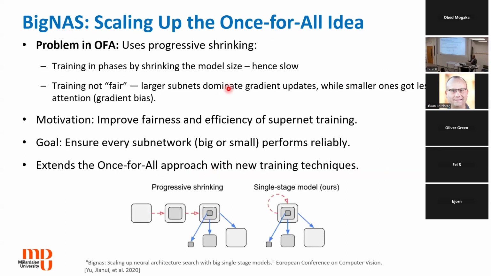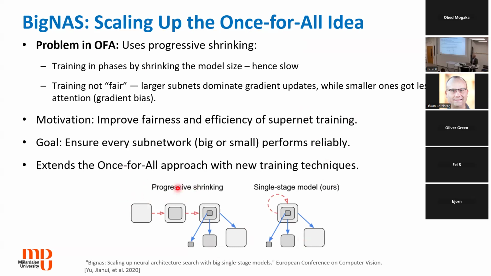So an upgrade of Once for All was BigNAS, scaling up the Once for All idea. The problem in OFA was that it uses progressive shrinking. Training in phases is still slow. And training is also not fair, because larger subnets dominate the gradient updates while smaller ones get less attention. So the motivation for BigNAS was to improve fairness and efficiency of supernet training, and the goal was to get all the subnets to perform reliably.